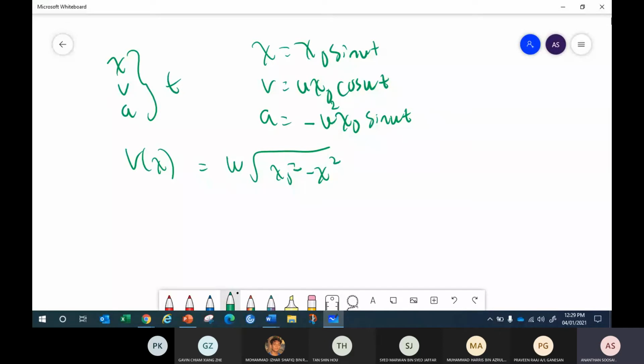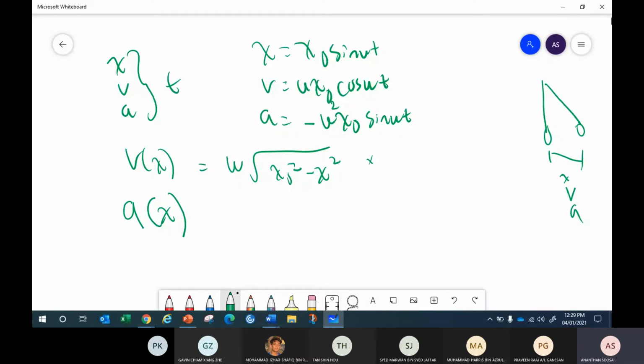Okay, now another formula is left. What is that? The acceleration at a given displacement. Now the question the pendulum just now asked you: at 2 centimeter of displacement, what is its acceleration? Just now I asked what is velocity. So this is the velocity formula to be used.